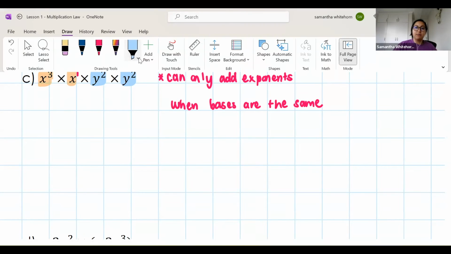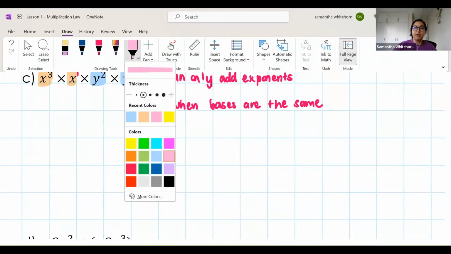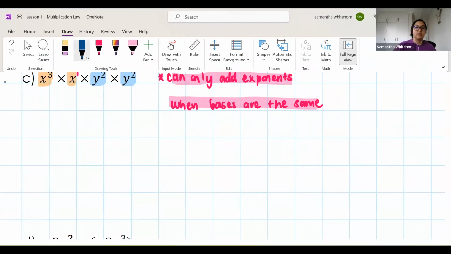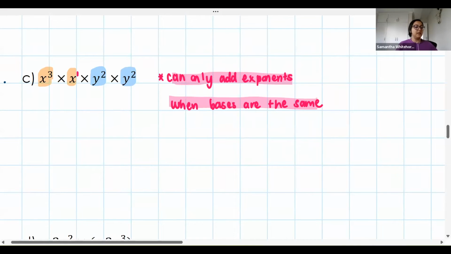Again, grade 8, please, please, please remember that you can only add exponents when the bases are the same. That is very, very important. If you just start adding things left, right, and center, you are not applying your laws of exponents.